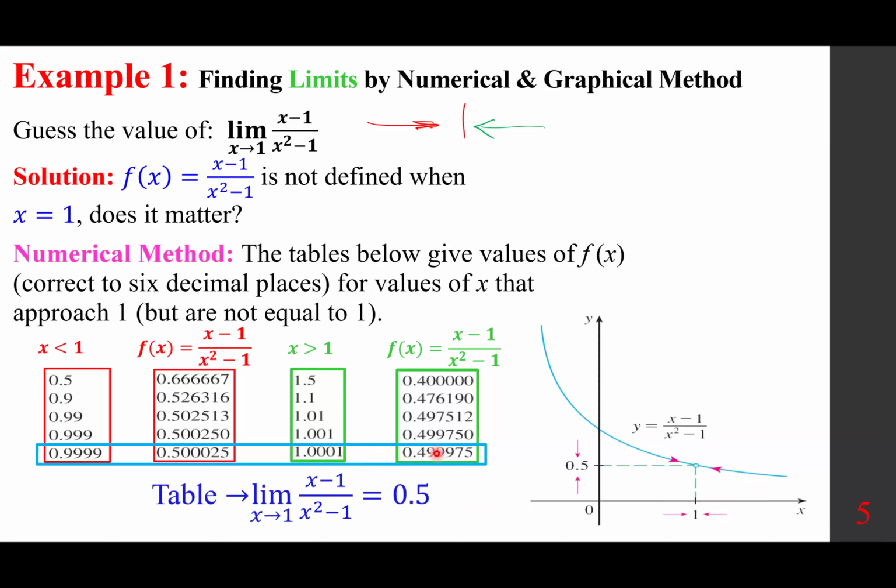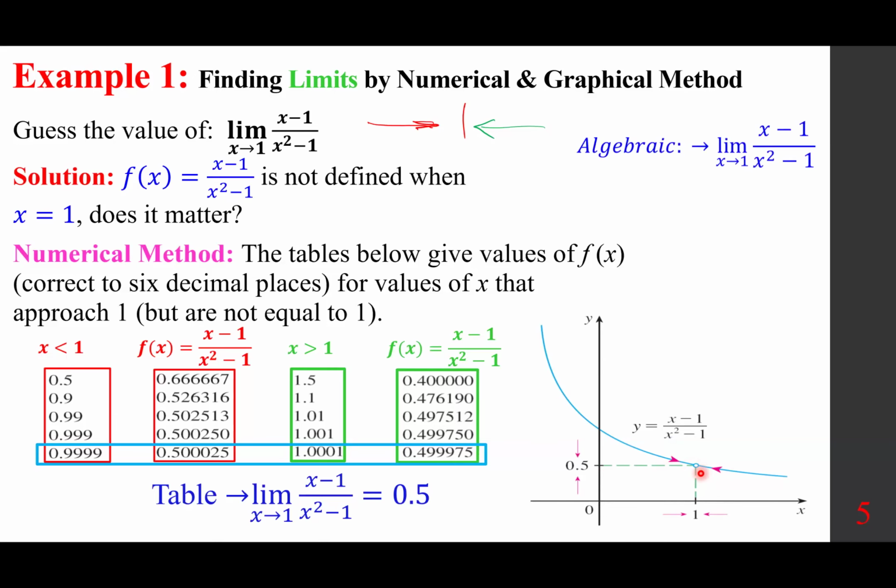If we were to graph this from the left and right of 1, here's the graph. We are moving towards this point. Please understand there is a hole here. It doesn't mean the limit doesn't exist. The limit is equal to 0.5 as x approaches 1. The functional value at x equals 1 is not defined. Okay. So how do you do it analytically?